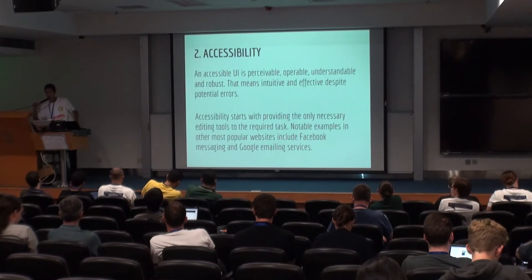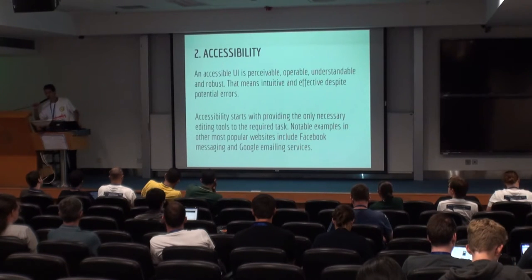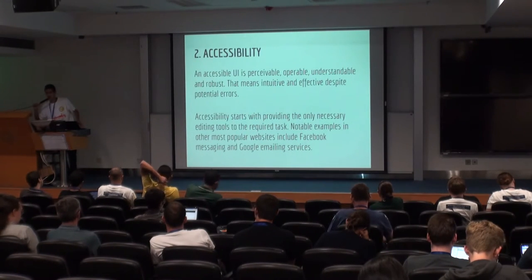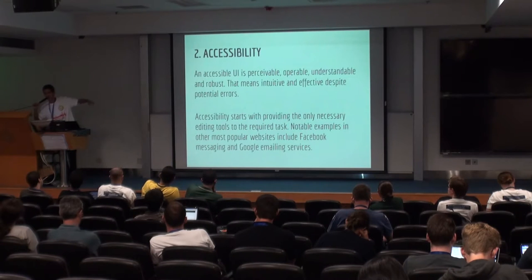Alright. Second thing is accessibility. An accessible user interface is perceivable, operable, understandable, and robust. This means intuitive. You get it easily, effective, despite potential errors. So you don't get fatal errors, as we saw earlier with a big banner that says you can't edit this article because it's too big.